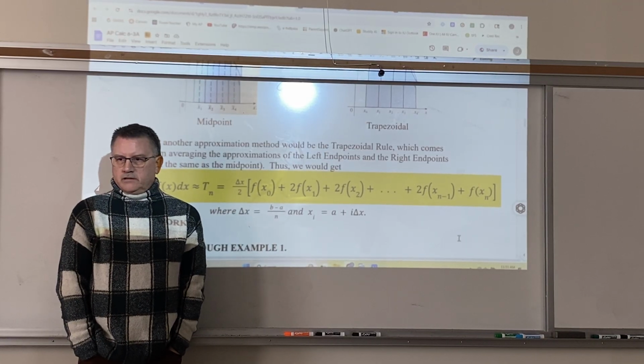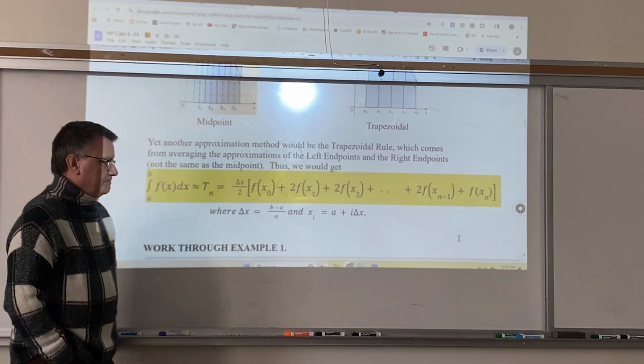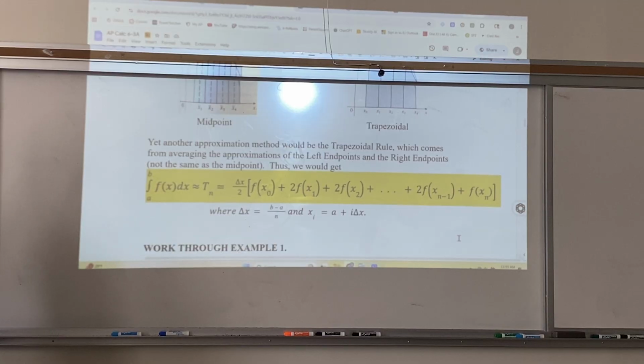Okay. Have I got this puppy down? Trapezoid way. Boy, you thought the rectangles were tedious.